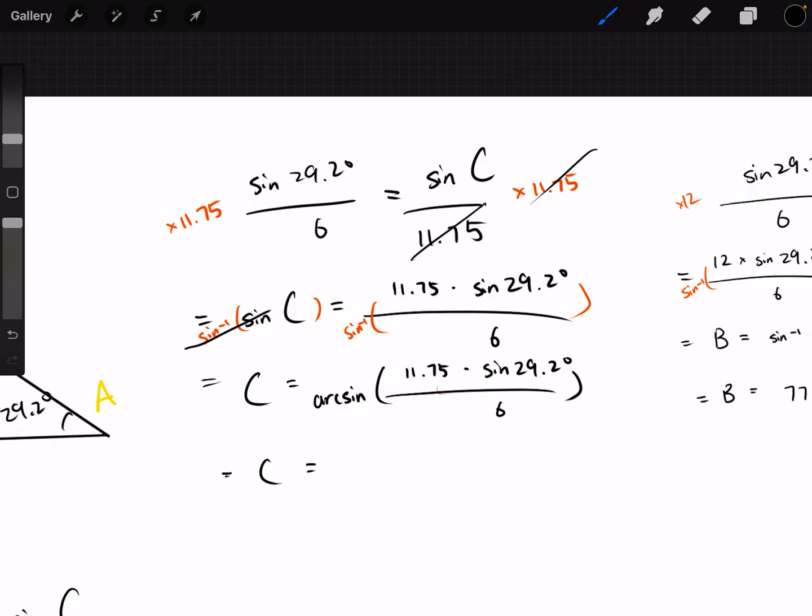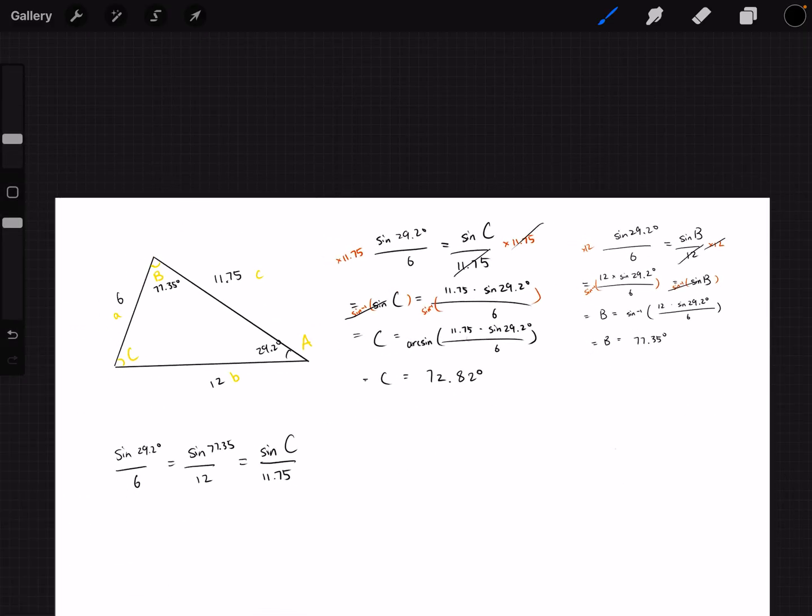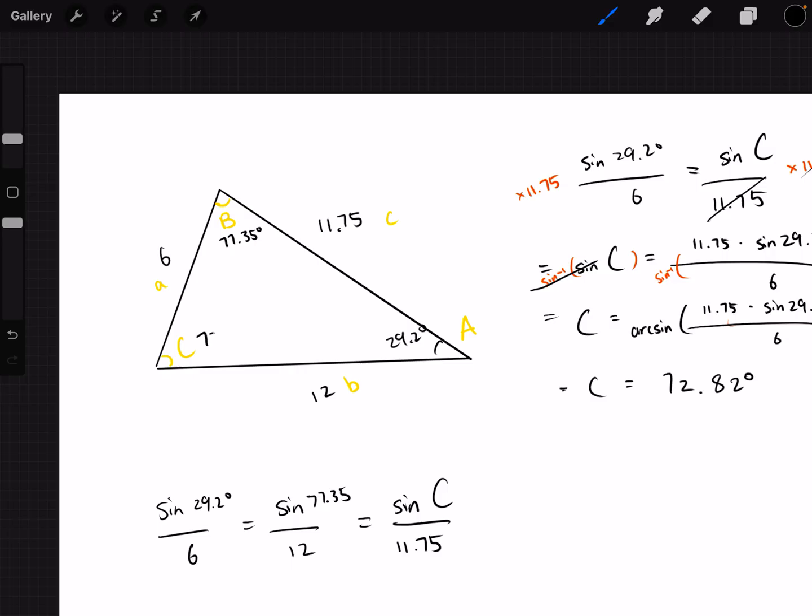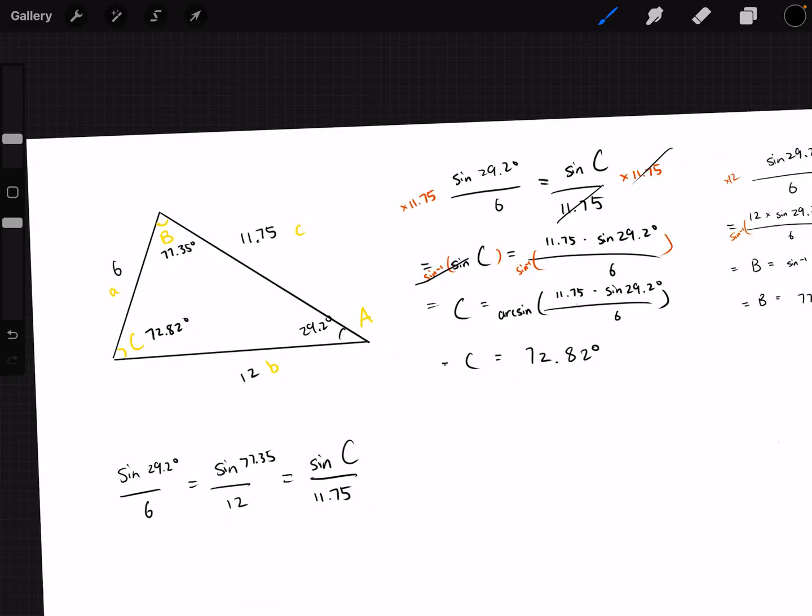We have inverse sine of 1175 times sine 29.2 divided by 6, which is 72.82 degrees. Again, it's rounded. Okay, let's put that over here: 72.82. Now we have our whole triangle.